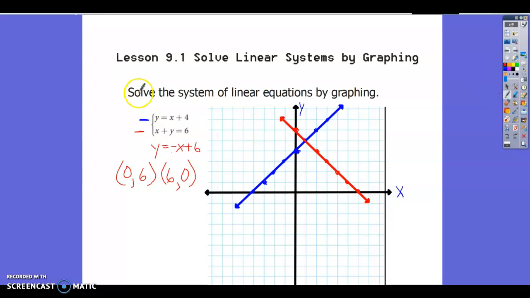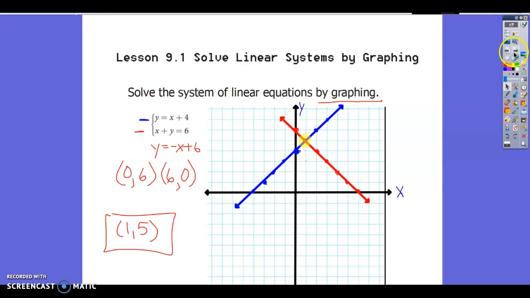All right, so it says solve the system by graphing. To solve by graphing means we have to find the intersection point. If we look at this, we can see that the intersection point is right here. And so that is point 1, 1, 2, 3, 4, 5. So our solution to the system would be (1, 5). Okay, and that's just an ordered pair.